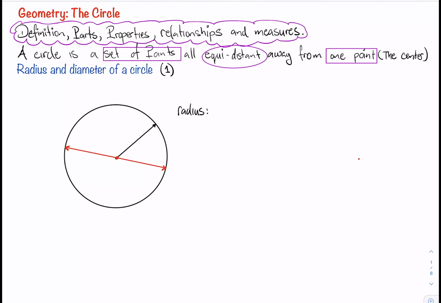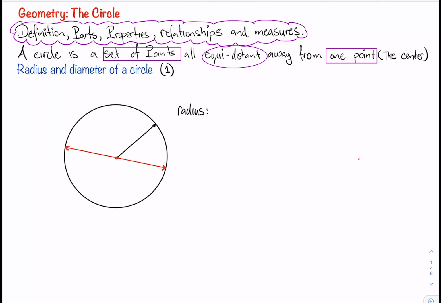The first thing we want to note is that here we have the definition of a circle. We say that a circle is a set of points all equidistant away from some point, which we call the center. It's very important that we recognize that the circle is a set of points.